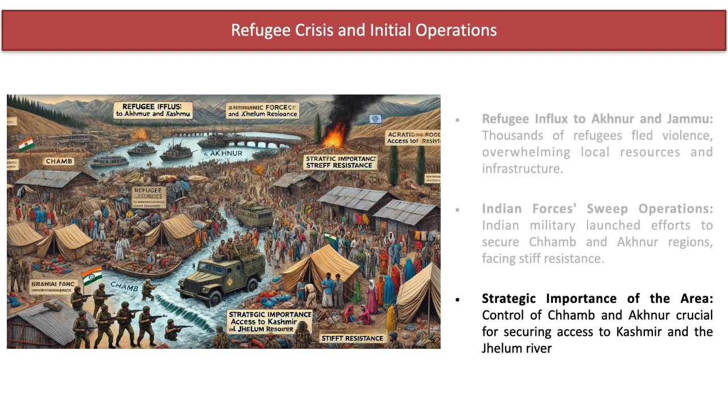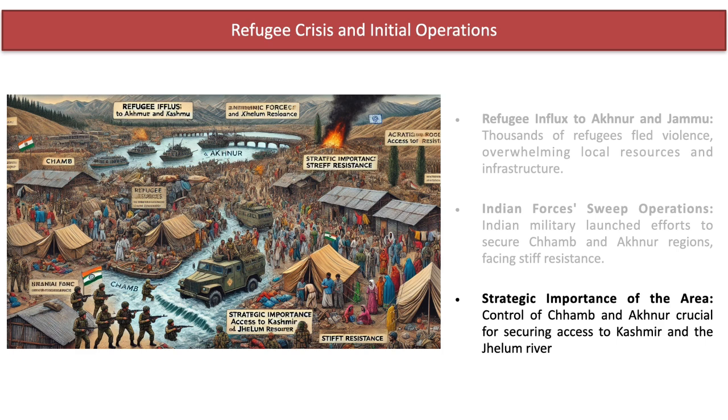Now let's add the Jhelum River to the mix. The Jhelum is not just any river, it is a vital artery that flows through the region and continues into the Kashmir Valley. And controlling the Jhelum means controlling a major supply route and a natural defensive barrier. It is like having a strategic stronghold that could protect the valley and provide a critical route for the movement of troops and supplies.